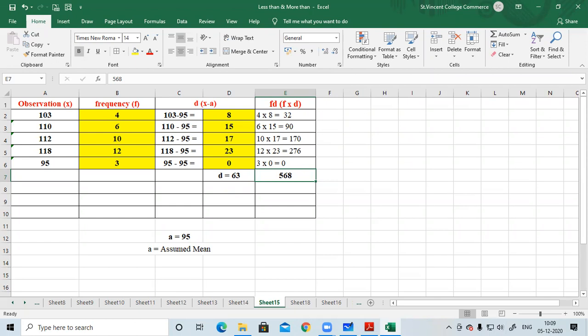What you have to do is 4 into 8 and, instead of pressing the equal to sign, press the M plus sign. You will observe 32 has come on the screen. Again, without pressing any other button, directly press 16 into 15 and do M plus. You'll see the answer. Again, directly type 10 into 17 and do M plus. You'll again see the answer. Again, you will do 12 into 23 and do M plus. You will see the answer 276.